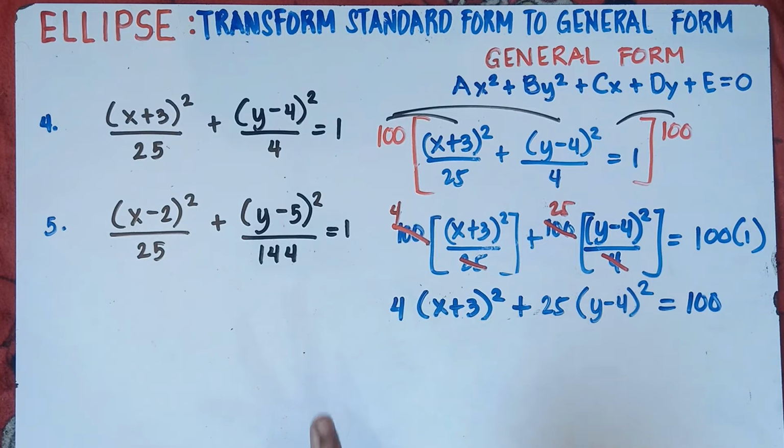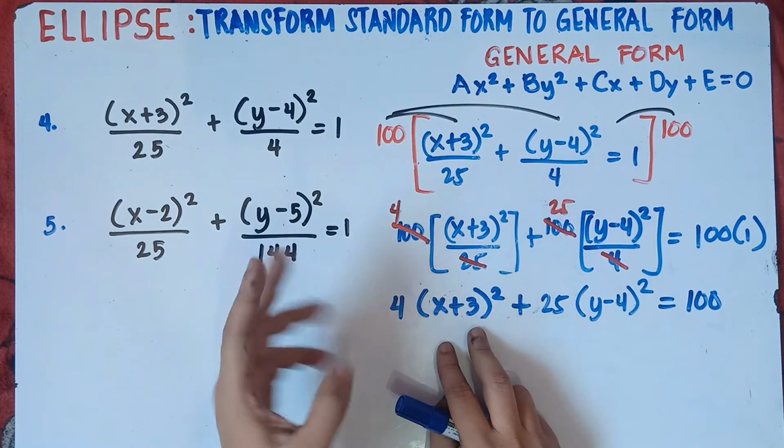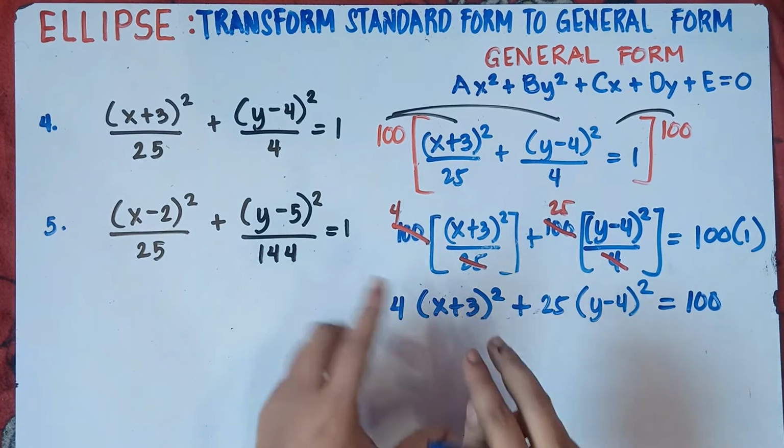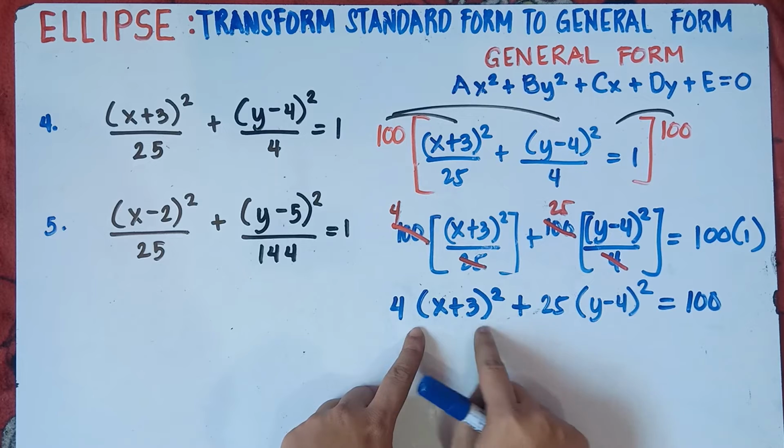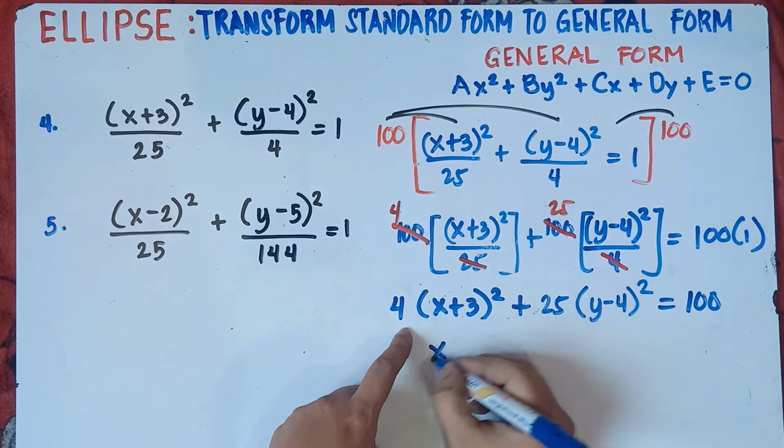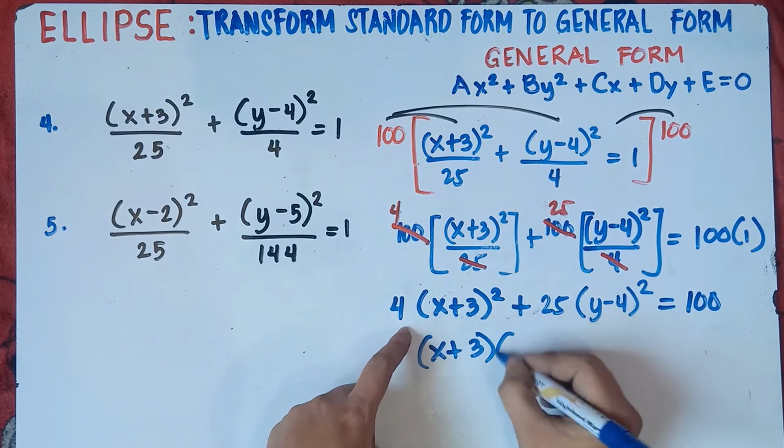You have two options, class. You can do the square of binomial, or you can do the FOIL method. Let's try the two ways, class, for you to really understand this one. Let's start with the FOIL method. X plus 3 quantity squared means x plus 3 times x plus 3.